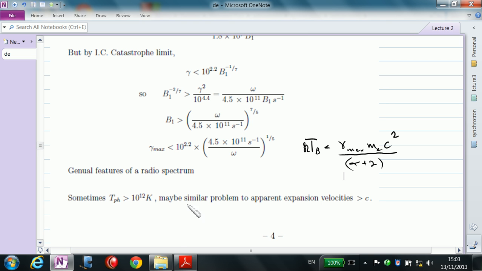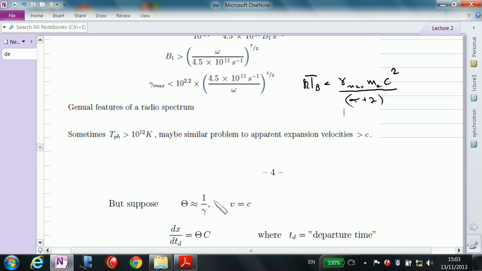But this 10 to the 12 brightness temperature was an issue decades ago, long before anybody knew that gamma ray bursts were cosmological. Now certainly for gamma ray bursts, this is a big problem because, well, I'll get to that in a minute. Let's go in historical order. The first problem arose when they saw galactic nuclei.